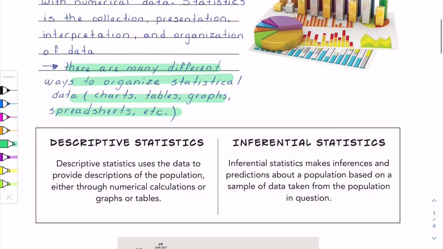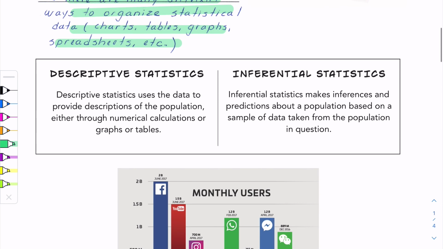The first part we're going to look at is descriptive versus inferential statistics. Descriptive statistics uses data to provide descriptions of the population, either through numerical calculations, graphs, or tables, whereas inferential statistics makes inferences and predictions about a population based on a sample of data taken from the population in question. And I have a short video clip that I'm going to show you that uses graphics and goes more into depth on these two terms.